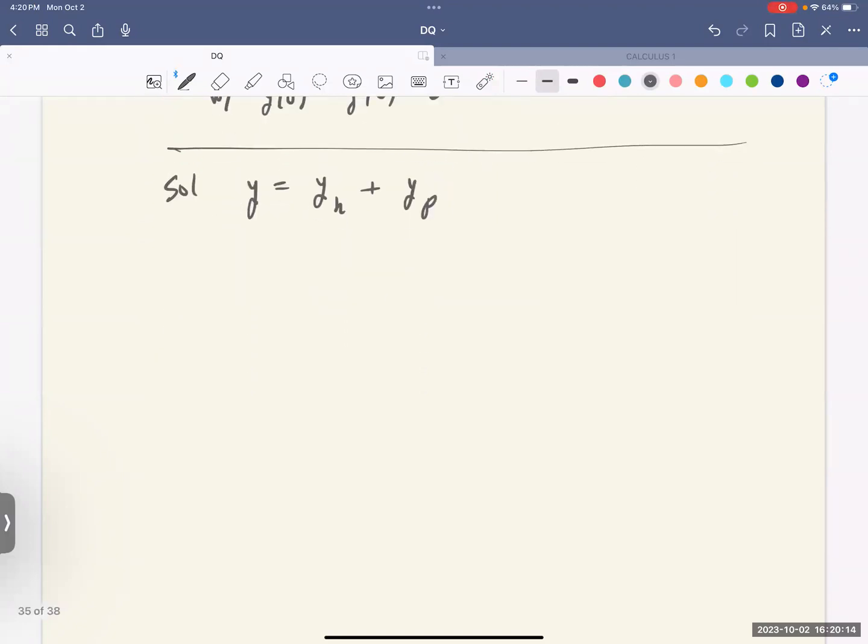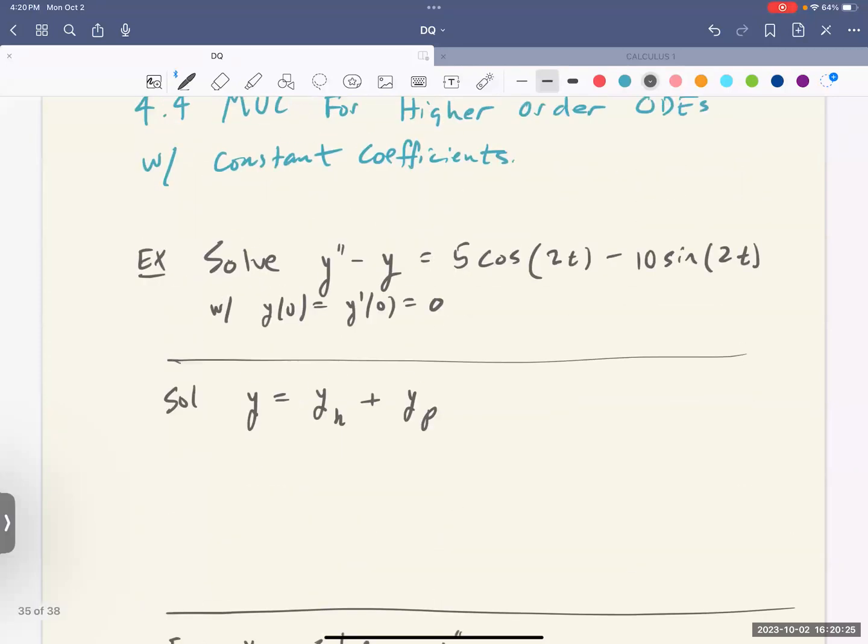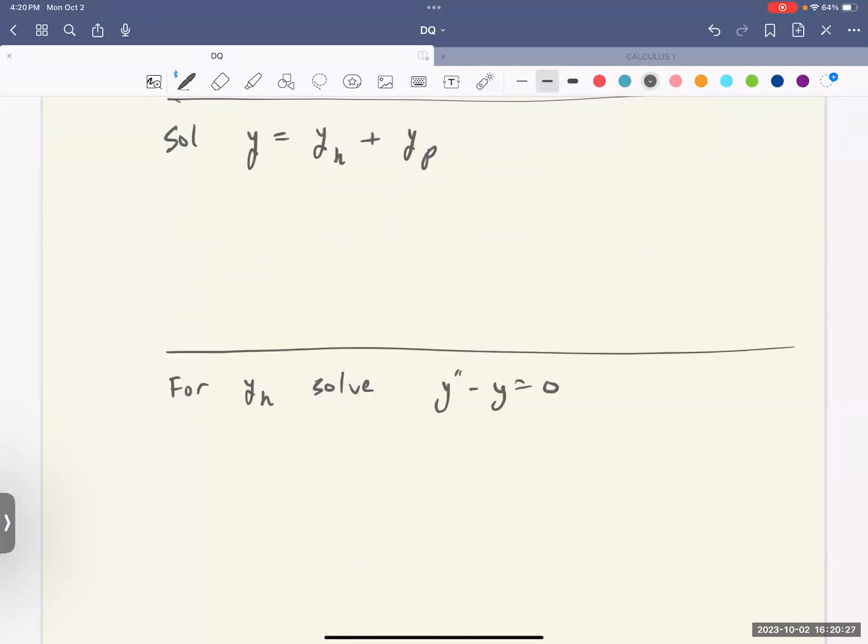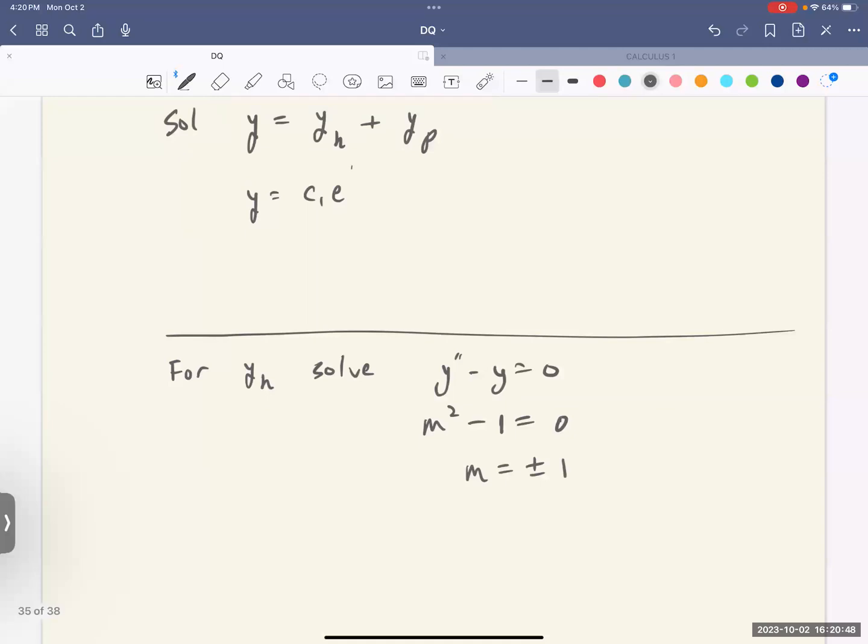For y sub h, we're going to solve y double prime minus y equals 0. And that gives us m squared minus 1 equals 0 for the characteristic equation. That's going to be m equals plus or minus 1. That gives us y sub h as c1 e to the t plus c2 e to the negative t.